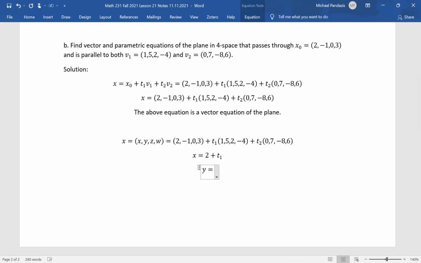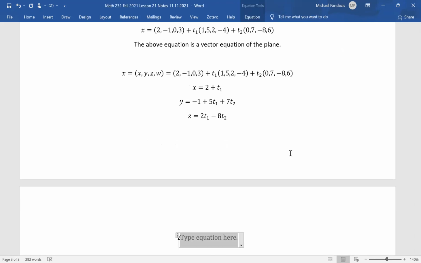Y is the second component. On the left side is y, and on the right side it's -1 plus 5t1 plus 7t2. The third component on the left side is z, and the third component on the right side is 0 plus 2t1 minus 8t2. And the fourth component on the left side is w. And on the right side, the fourth component is 3 minus 4t1 plus 6t2.